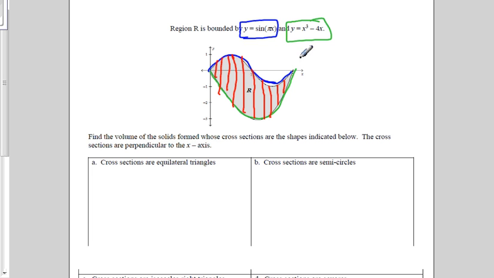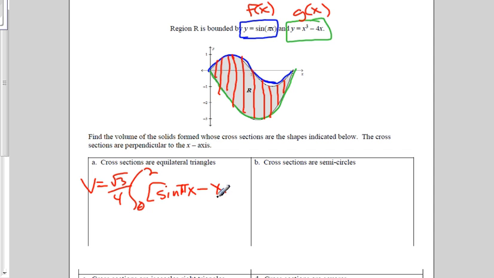Okay, and so going back to our other formulas, I'm going to call sine of pi x f of x and x cubed minus 4x g of x. So when they want to know when it's equilateral triangles, I know that. So volume equals square root of 3 over 4, and we're going from 0 to 2, and it's f of x minus g of x all squared. So sine of pi x minus x cubed plus 4x all squared dx.